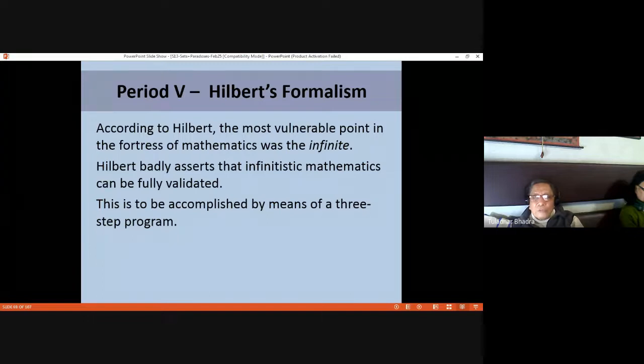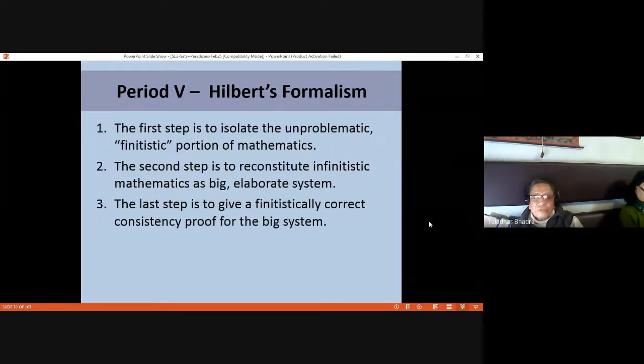According to Hilbert, the most vulnerable point in the fortress of mathematics was the infinite. So Hilbert insisted that infinitistic mathematics can be fully validated. This is to be accomplished by means of a 3-step program. What are the 3 steps? The first step is to isolate the unproblematic finitistic portion of mathematics. The second step is to reconstitute infinitistic mathematics as a big elaborate system. The last step is to give a finitistically correct consistency proof for the big system.